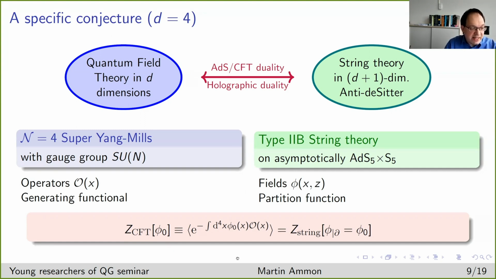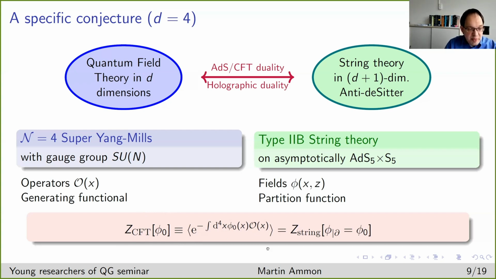So this is why this generating functional Z_CFT contains basically the dynamics of your quantum field theory. It contains all the n-point correlation functions of local gauge invariant observables.